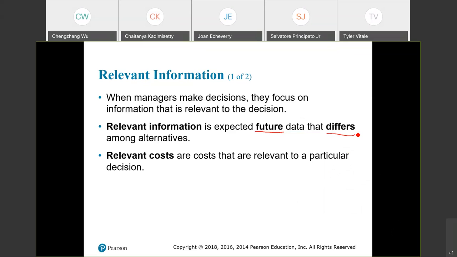And the second characteristic is that the information differs among alternatives. Similarly, relevant cost here means the costs that are relevant to a particular decision.